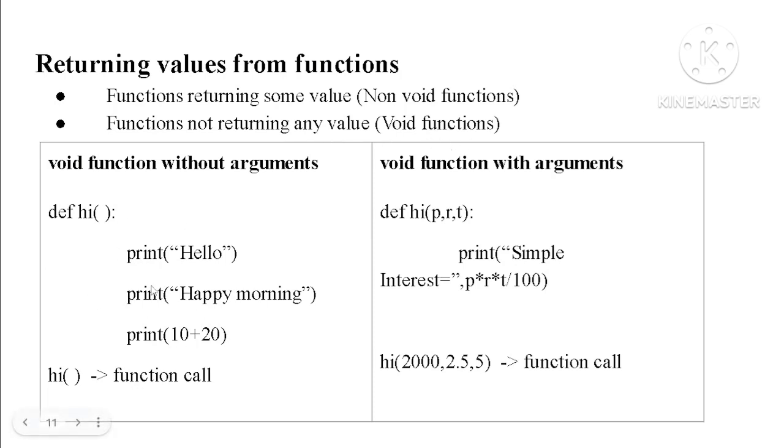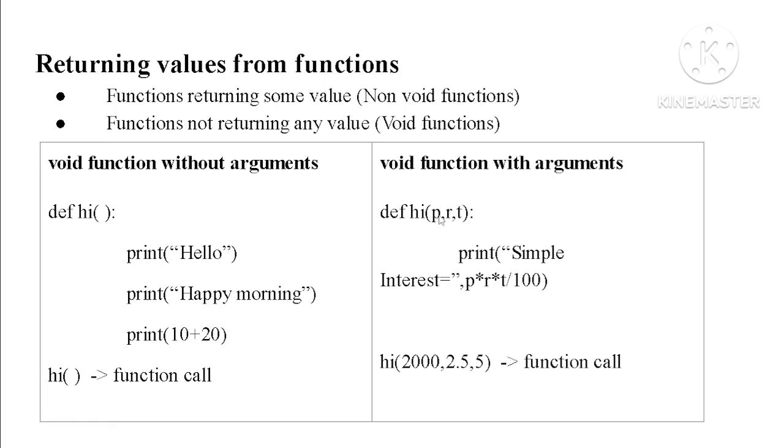So look at this function, def high. High is the name of the function. What do I do here? Just simply printing 2-3 statements here and calling this function. This function does not have a return statement. So this kind of function is called a void function, or you can call it a non-fruitful function. But in this case, void function with arguments.